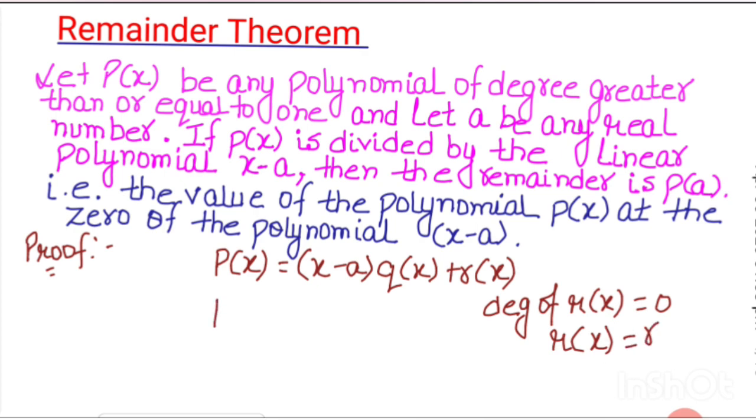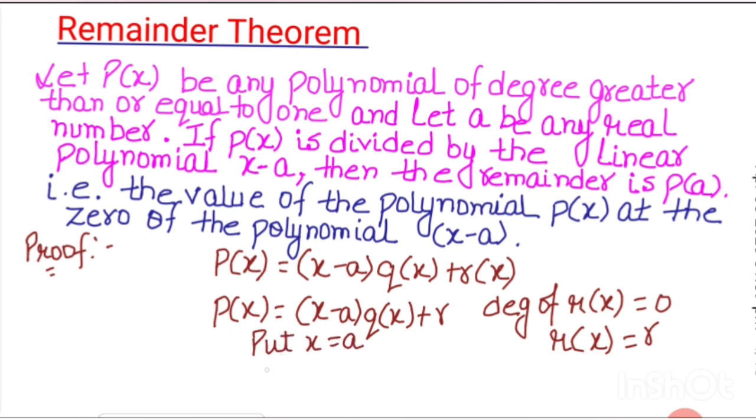So this equation will become p(x) equals x minus a multiplied by q(x) plus r. Now put x equal to a here. On putting x equal to a, it will become p(a) and this term will become 0 because a minus a equals 0.